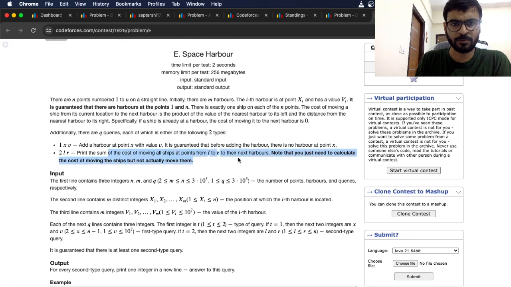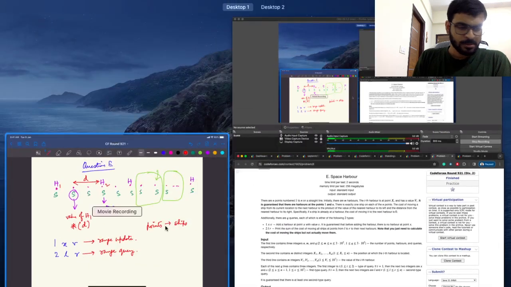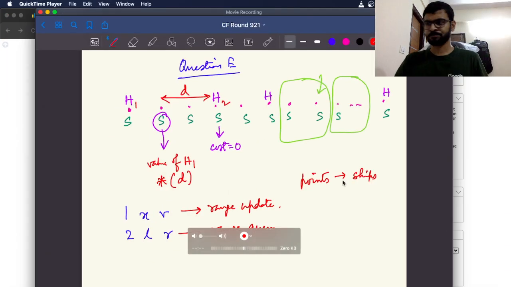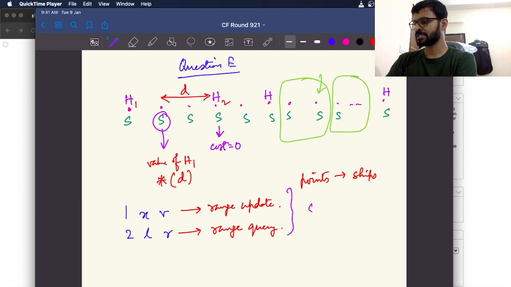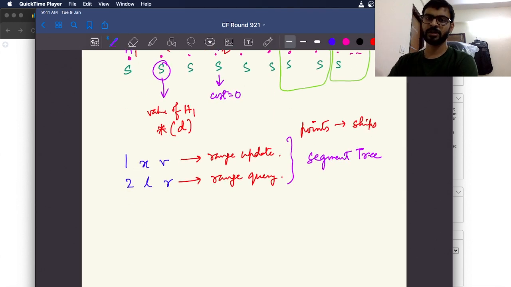Sum of the cost of moving all the ships here. So I can use some of the data structures that are meant for these range updates and range queries. There are a number of data structures. You can start with something very commonly used, which is segment tree. But when this range update and range query come together, we use a technique called lazy propagation.